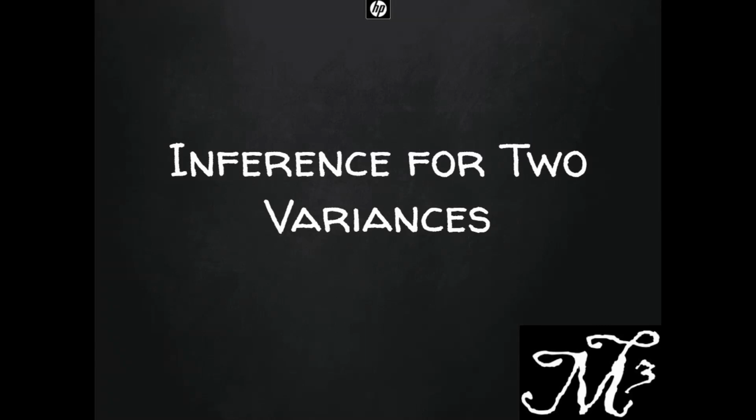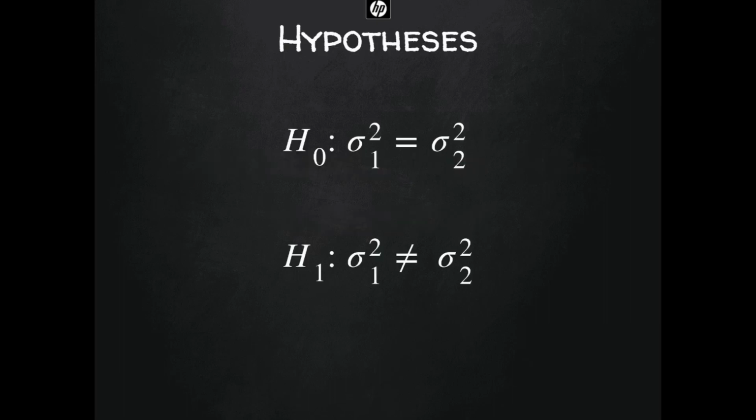Today we're going to be talking about inference for two variances. When we are comparing two variances, the hypotheses are always the same. The null hypothesis is that the two variances are equal, and the alternative is that they are not equal. In this class, the alternative will always be that the two variances are not equal to each other. We are not going to look at situations where we say that the first variance is greater than or less than the second variance. We're only going to focus on a not equals to alternative hypothesis.